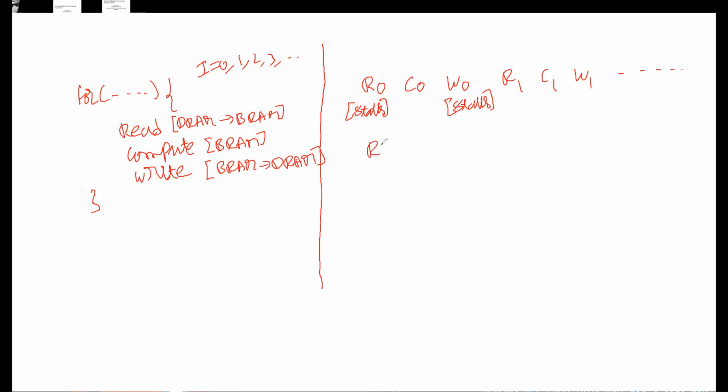So usually we want to come up with ways so that multiple iterations will overlap with each other, at least to some extent. So what happens is R2, C2.